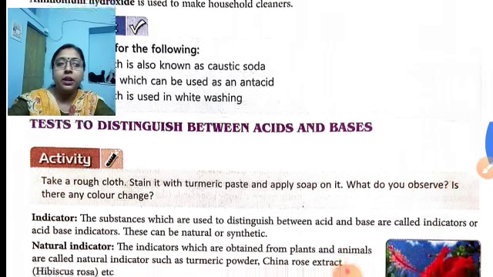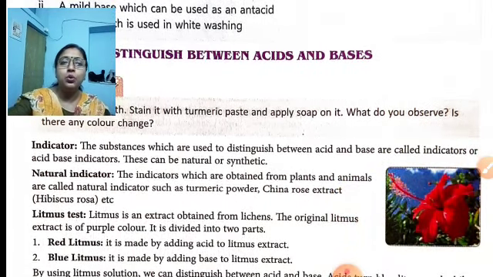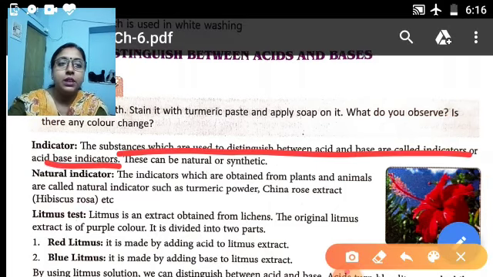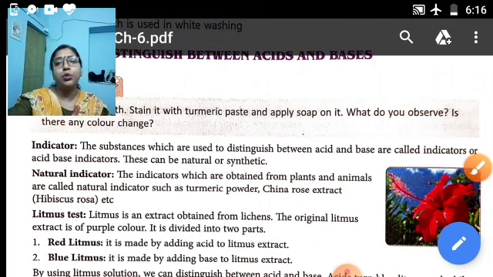Come to the topic, indicator. The substances which are used to distinguish between acid and bases are called indicators or acid-base indicators. Underline this line. And these indicators are of two types, natural indicators and synthetic indicators.